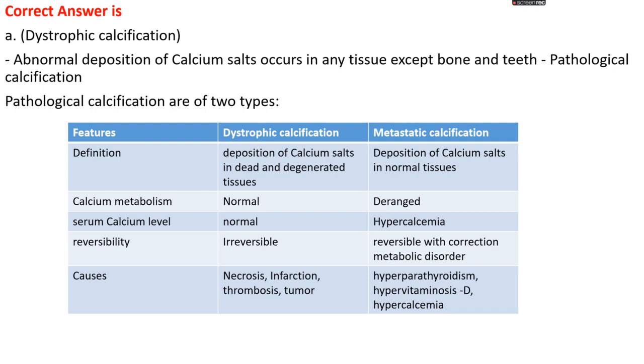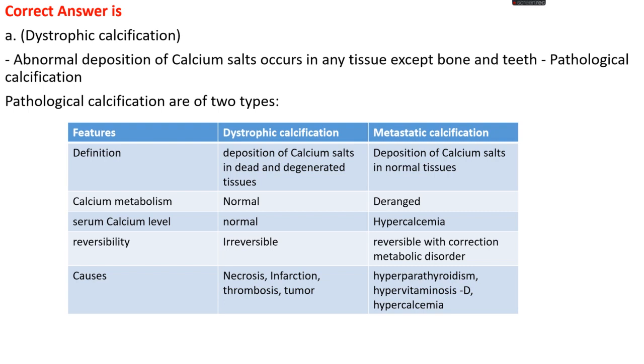Abnormal deposition of calcium salt in any tissue except teeth and bone is known as pathological calcification, and it is of two types: dystrophic calcification and metastatic calcification. Let's see some differences between them. Dystrophic calcification is the deposition of calcium salt in dead and degenerated tissue, while metastatic calcification is deposition of calcium salt in normal tissue.